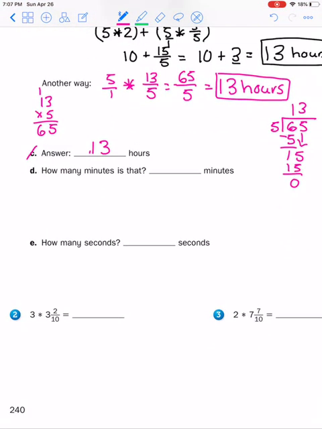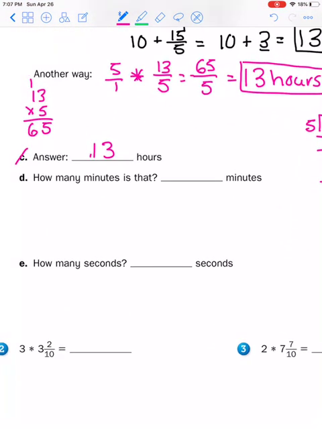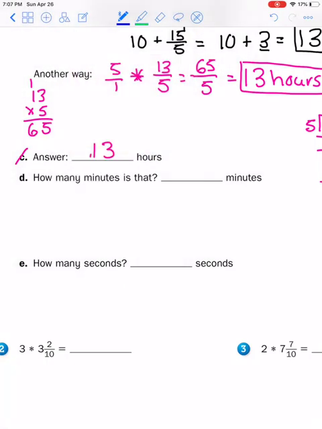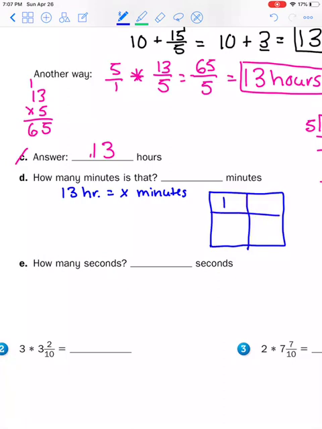Now let's look at what they want you to do for D and E. How many minutes is that? Okay, so now they want us to change 13 hours into minutes. So if it's 13 hours equals X minutes, we don't know how many minutes. Well, I know that if 1 hour, I'll make a little T chart, if 1 hour equals 60 minutes, then 13 hours would have to be 13 times 60.